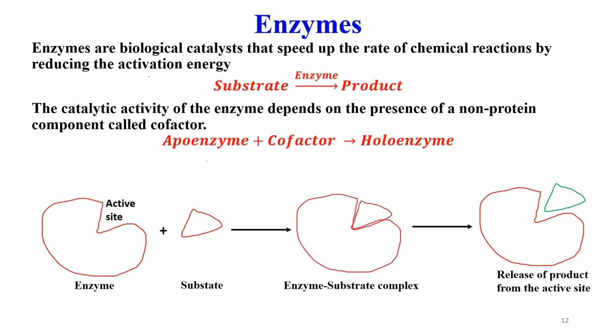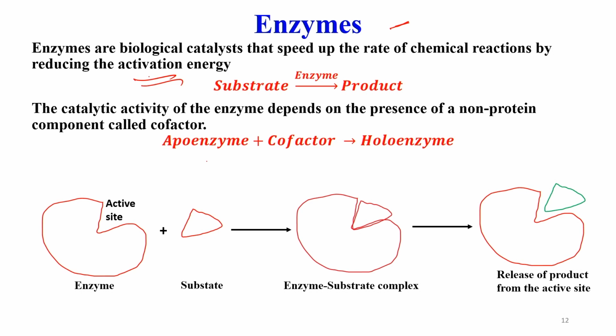Next common product is enzymes. It has a vast application. Enzymes are biological catalysts, mostly proteins, which lower the activation energy to enhance the rate of reaction. The enzyme binds with the substrate and forms the enzyme-substrate complex, and further it releases the product. This is a product, this is your enzyme, and this is your substrate.